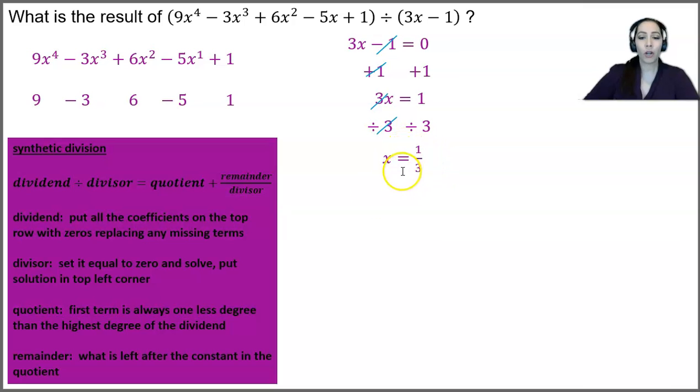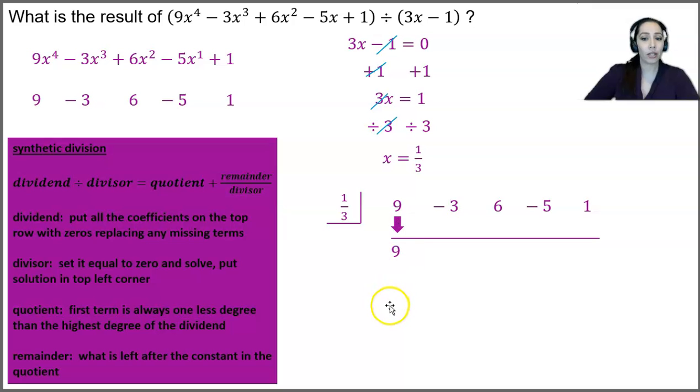So this is what's going to go inside of our top box, 1/3, and then all of these coefficients would be our top row. Leave a space and then draw a horizontal line. This is how we set up our synthetic division. First thing you do is bring down that first term. Whatever you have down here, you multiply it by what's in the box, and then you put it underneath the next coefficient. 9 times 1/3 is a +3, and then you're going to add them.